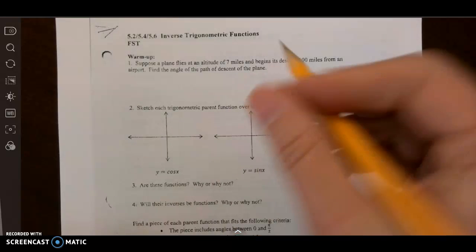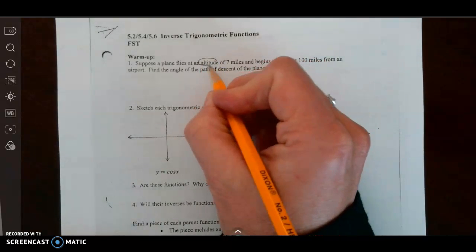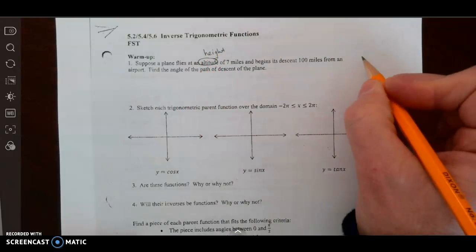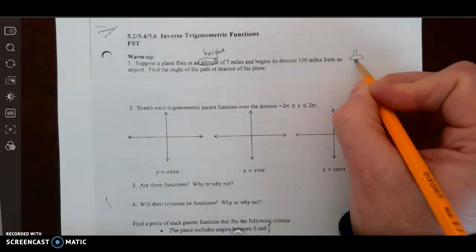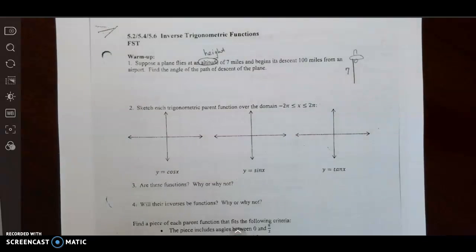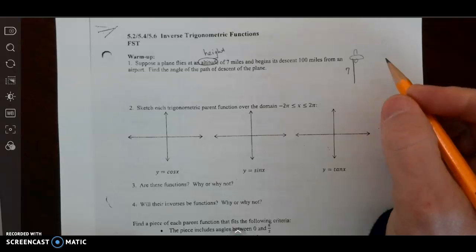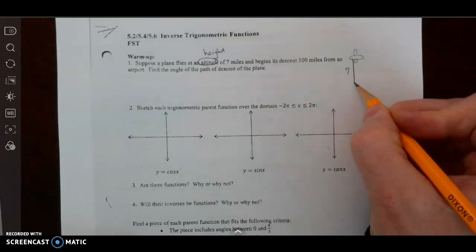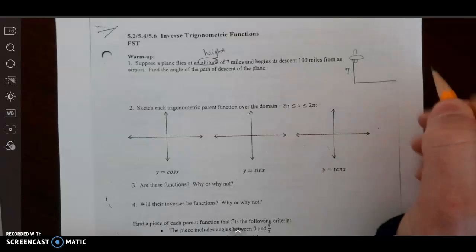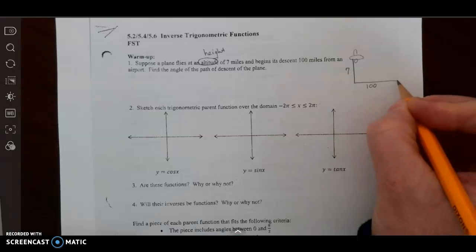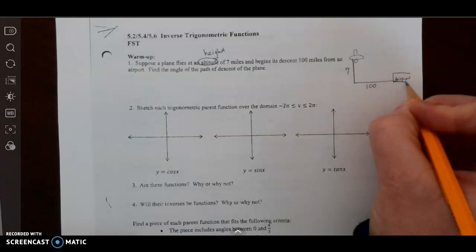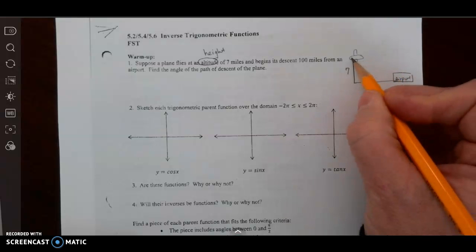So suppose a plane flies at an altitude. Remember the word altitude, I'm not sure if you noticed, means height, of 7 miles. So here we have an airplane flying at a height of 7 miles. So that's 7 is going to go. And it begins its descent 100 miles from an airport. So let's see. It's 100 miles. Here's the airport. And begins its descent.